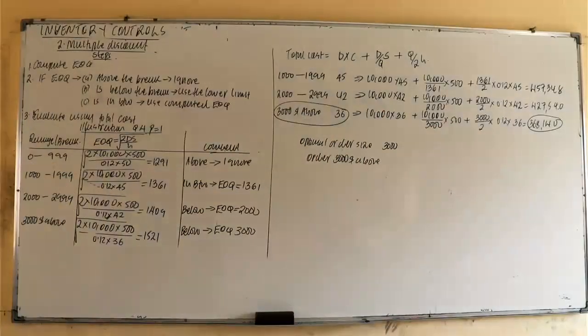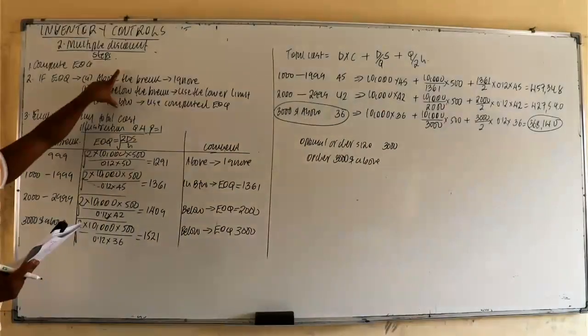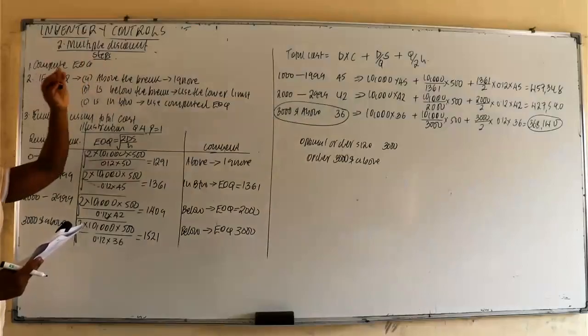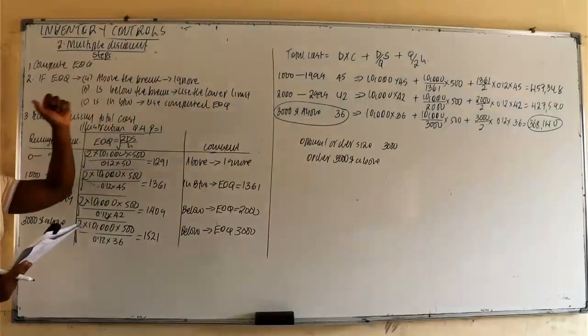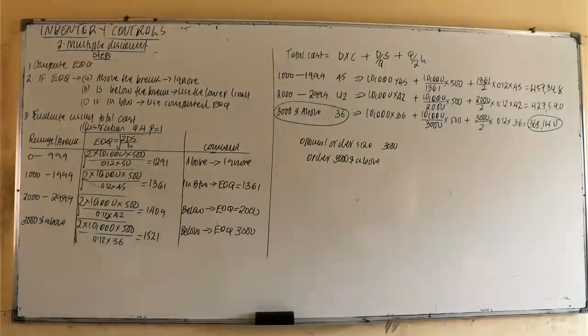So take 2 minutes. First of all, understand this. This is the most important thing to understand: when to ignore, when to use the lower limit, and when to use the computed EOQ before you do the expression.